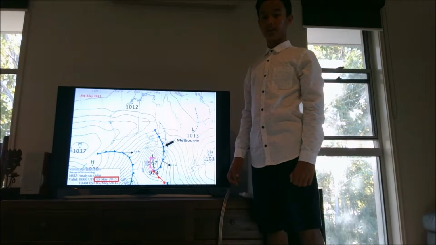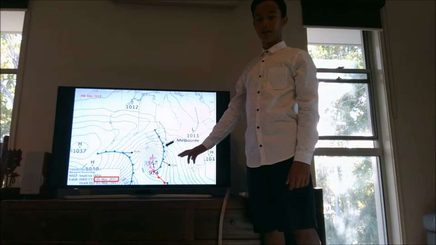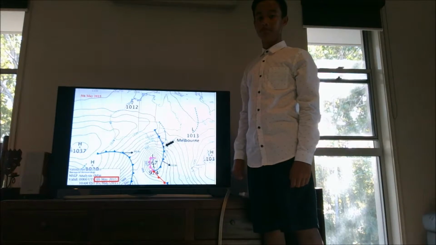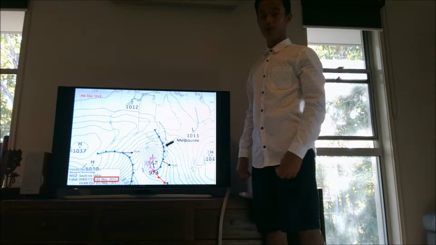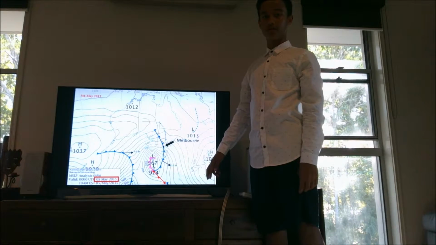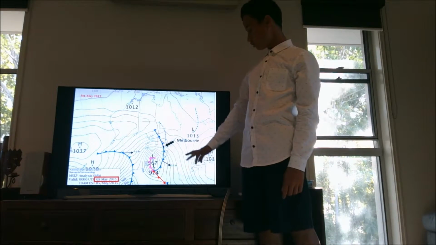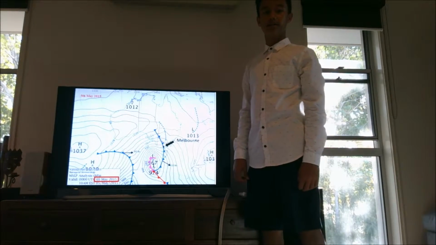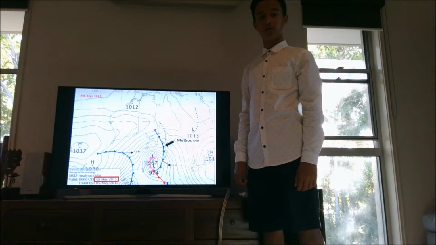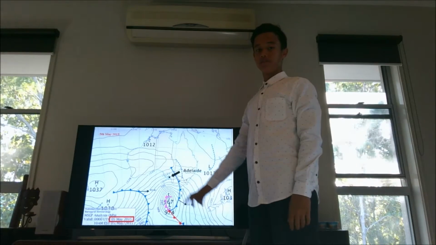Melbourne was being affected by tropical Tasman maritime air. The air mass brings warm, cloudy, drizzly weather to Melbourne. The isobars were close together, which brought strong south-westerly wind. Let's move on to Adelaide.